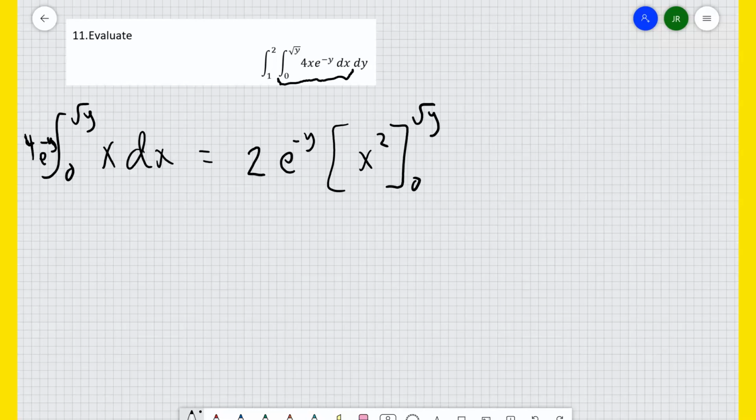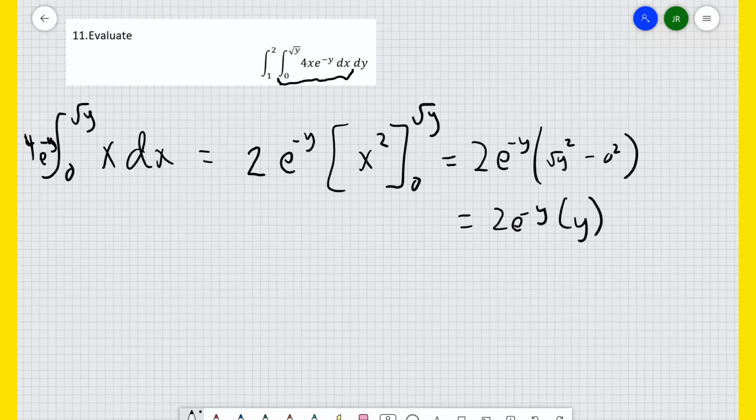So I'm plugging in the square root of y, and I'm plugging in 0. So that's going to be 2e to the negative y times the square root of y squared minus 0 squared, which is 2e to the negative y times y. So that cancels, and that's just 0. Okay. So then this becomes the outer integral now, from 1 to 2 of 2y, I'm going to write the y first, 2y e to the negative y dy.